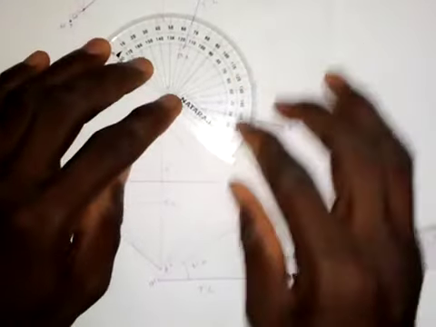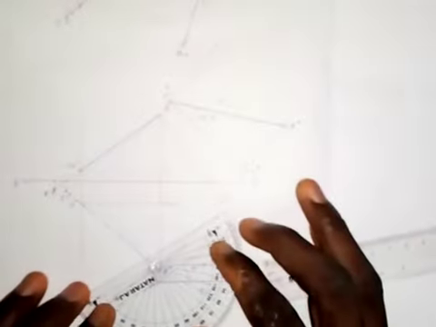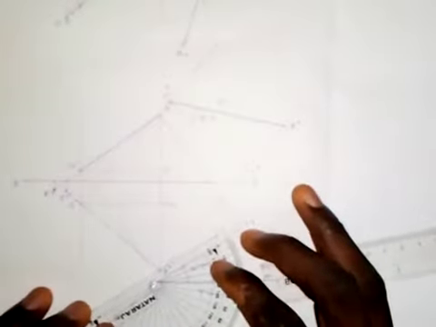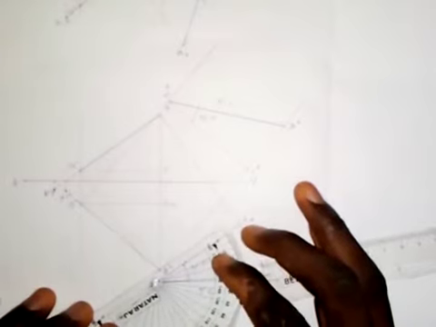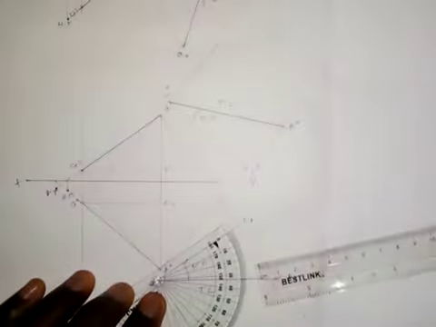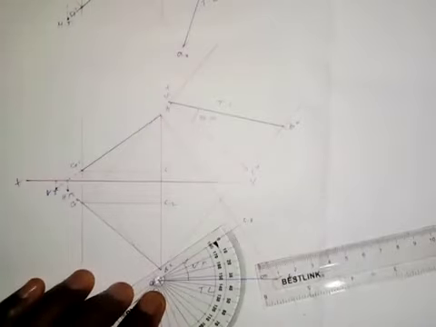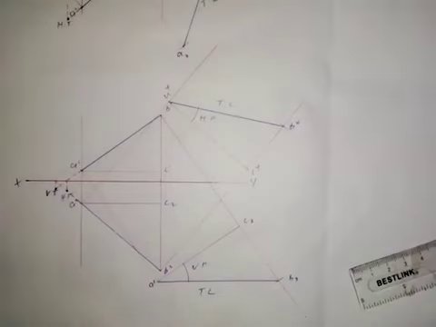So this angle is 28 degrees, and this is the true inclination to the horizontal plane. Looking at the true inclination to the vertical plane, this angle is 33 degrees or 33.5 degrees. So this is how you can determine the vertical trace and the horizontal trace of a given line, and also the true length of the line, and also the true inclination.